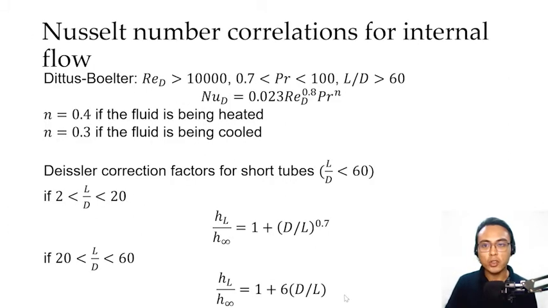The next equation that we can use is the Dittus-Boelter equation. This is the form of the equation. We just have to verify if our Prandtl number is between 0.7 and 100 and our length over diameter ratio is greater than 60. The value of n in our case is 0.4 because our fluid is being heated because the wall temperature of the pipe is higher than the bulk temperature of the water. That's it for the correlations that we can use. So the Dittus-Boelter and the Sieder-Tate equation.